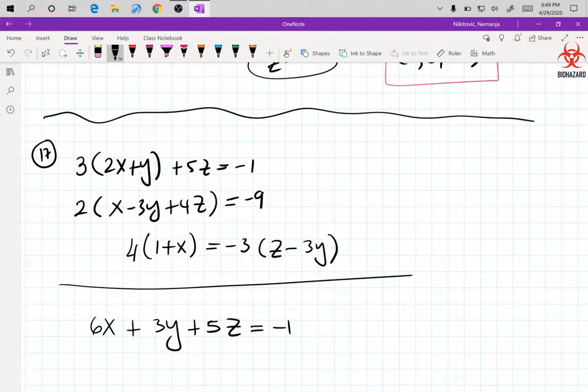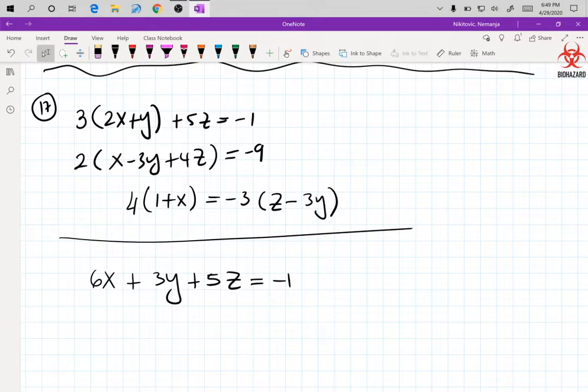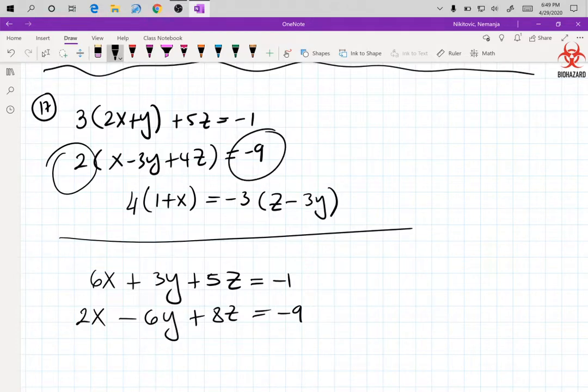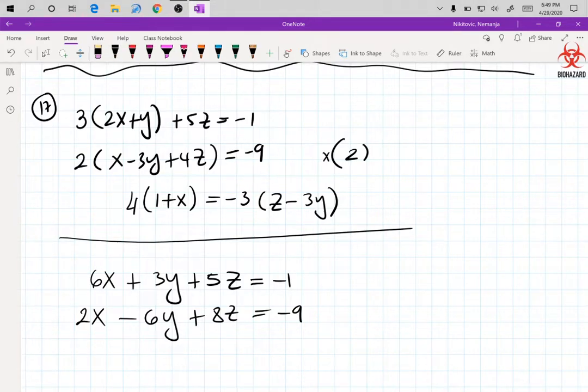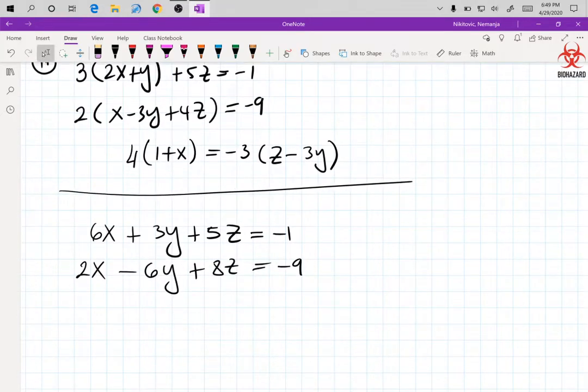Good. Next one. 2x minus 6y plus 8z equals negative 9. See, this 2 does not distribute onto the negative 9. But when you are multiplying like this, then it goes everywhere, including the negative 9. So be very careful about these things. And what do I have on the bottom? I have 4 plus 4x is equal to negative 3z plus 9y.